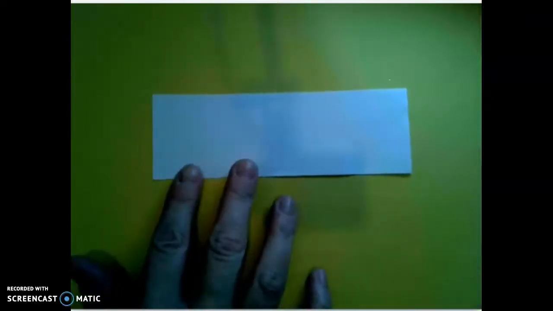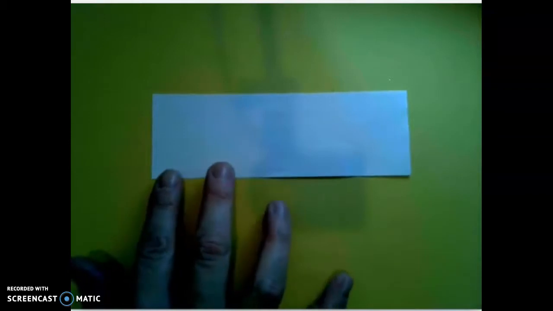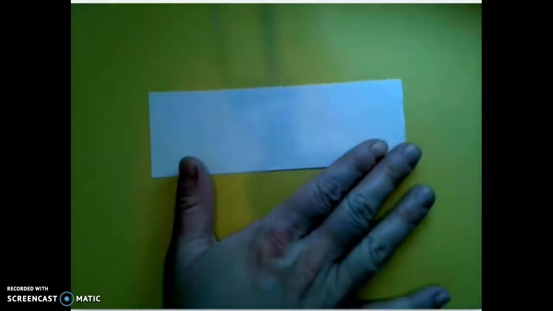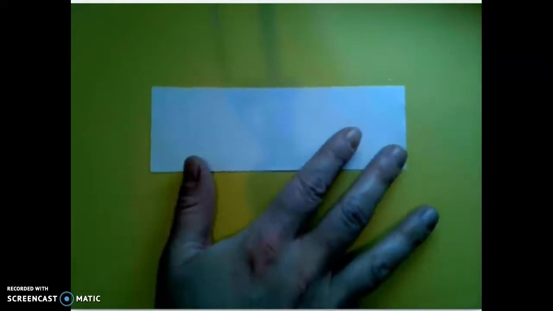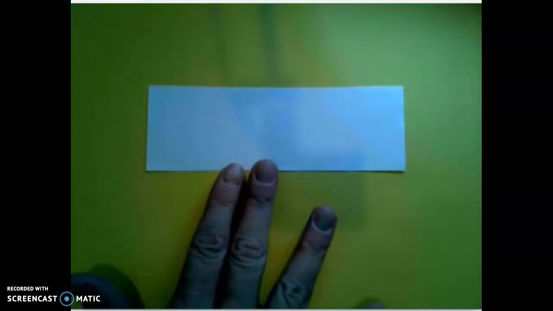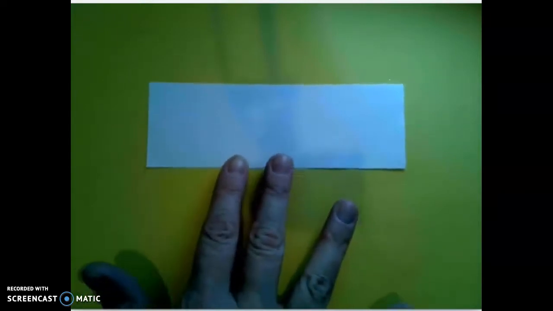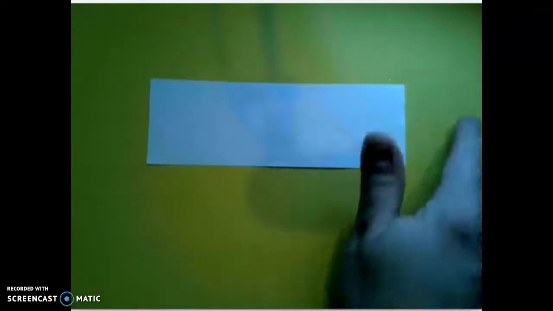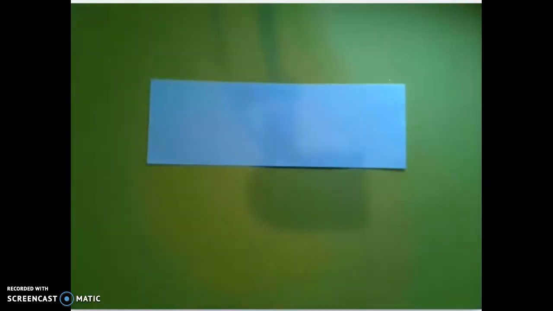Right, today we're going to take a look at a whole object and think about how we can equally share this object. So today we're going to pretend that this paper strip here is a granola bar. I'm going to share this granola bar with 3 of my friends. So 4 of us total are going to equally share this granola bar. We each get an equal part of this whole granola bar.